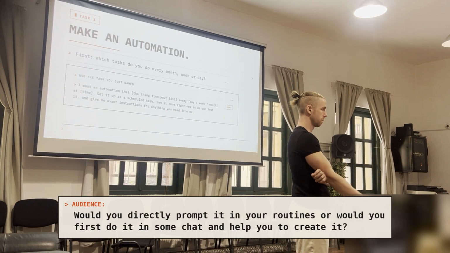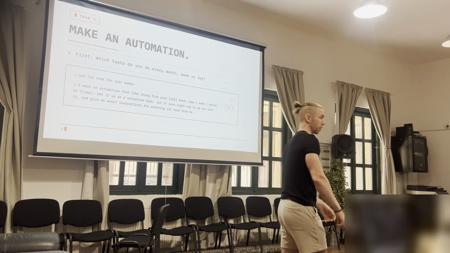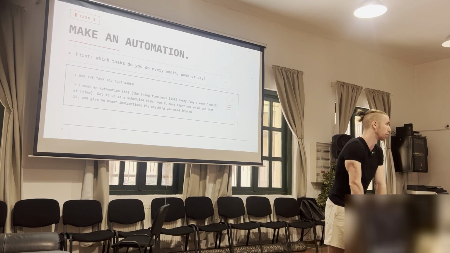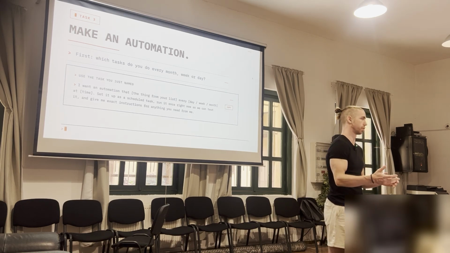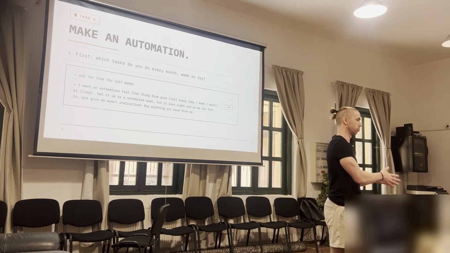Would you directly prompt it in a routine, or would you first do it in some chat and have the system help you to create the example? You can do it either way. If I didn't know what I want to schedule yet, then maybe I would do that in one session as a brainstorming, and then once you know, you go into a new chat and say, I want to schedule this.